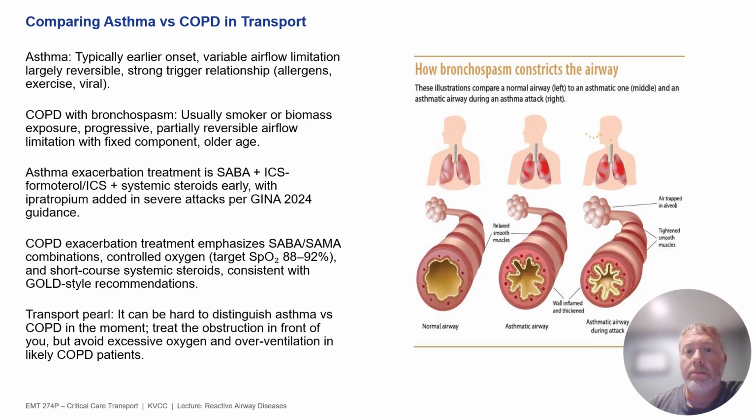Both conditions benefit from SABA and SAMA combinations acutely, so albuterol, ipratropium, DuoNeb, with a combination of the two, Combivent, the inhaler combination of the two, and both benefit from systemic steroid. But the underlying physiology and the long term trajectory are distinctly different.